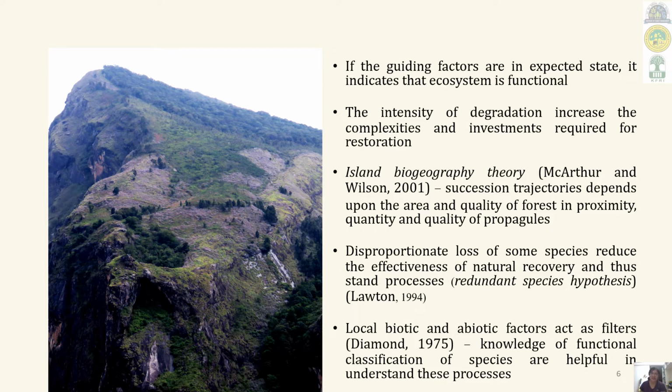If the intensity of disturbance is high, then recovery will be more complicated, requiring more investment of money as well as time. The succession trajectories depend upon both the area and quality of forest in proximity and the quality and quantity of propagules. Also, disproportionate loss of some species might reduce the effectiveness of both natural and assisted recovery. Since local factors act as filters of species as well as ecological processes, the knowledge of functional classification of species is helpful to understand and monitor the recovery of ecological processes.